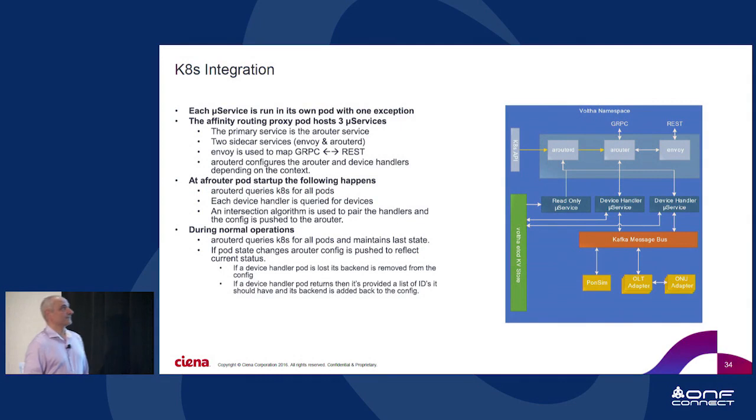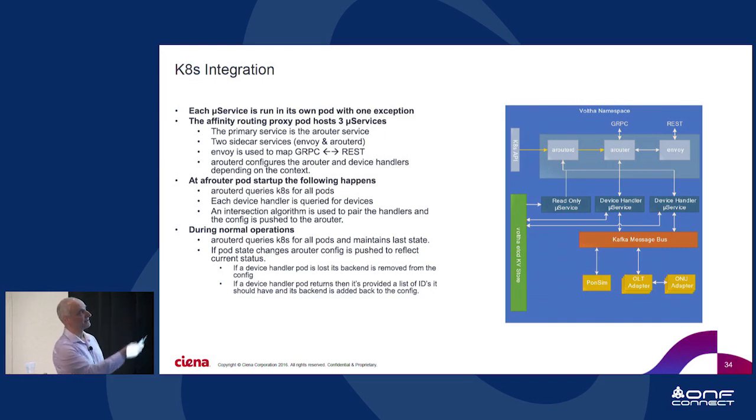Okay. So Kubernetes integration. So this is my last section. So I'm going to talk about how we do our Kubernetes integration. So each microservice runs in its own pod. So the device handler microservice runs in a pod. The read-only microservice runs in a pod. Kafka runs in its own pod as well, 3 redundant pods. So does etcd. The only exception is the Affinity Router, which basically runs in the same pod as Envoy and the Affinity Router daemon. Okay, so they're all grouped in one pod.